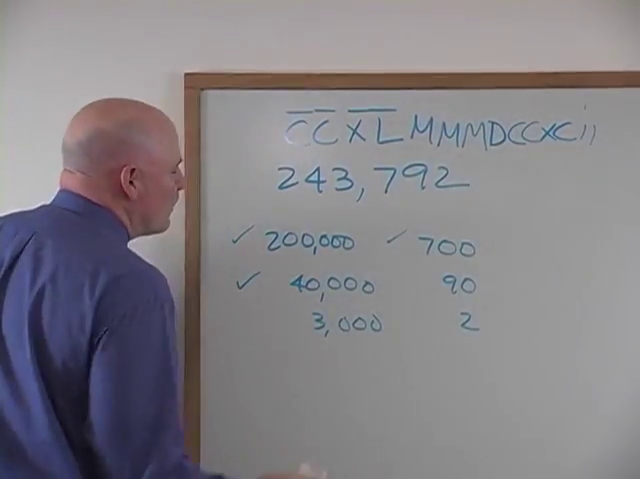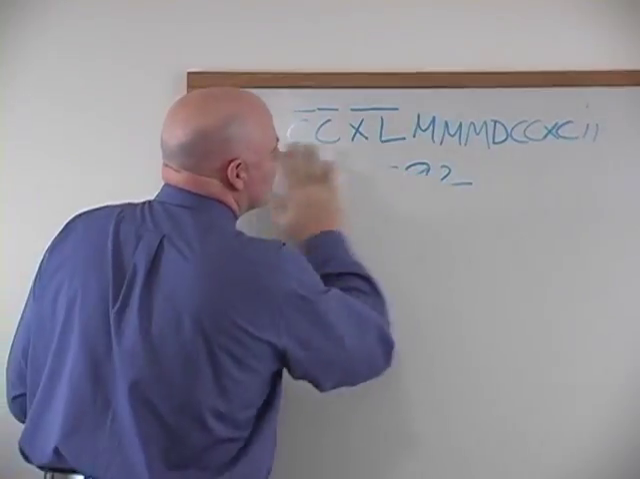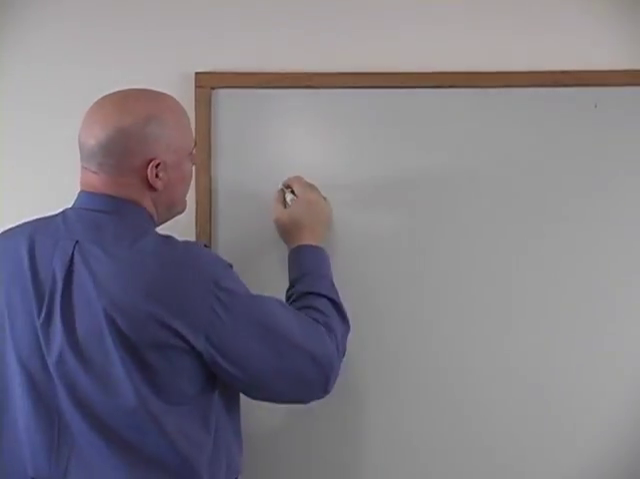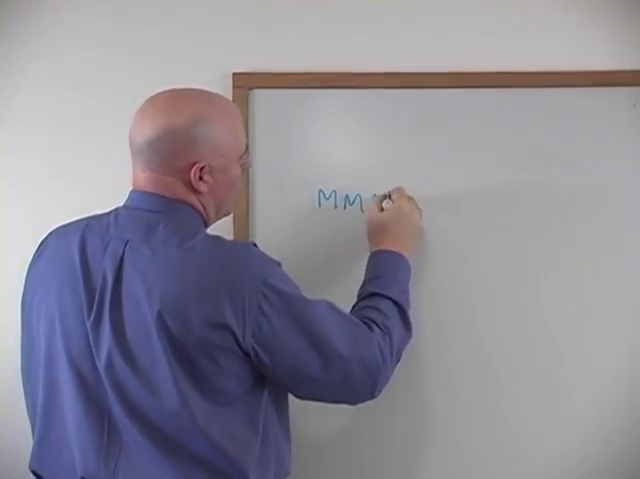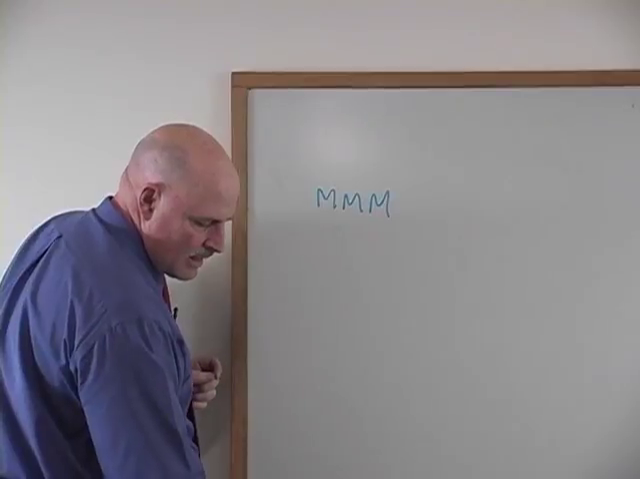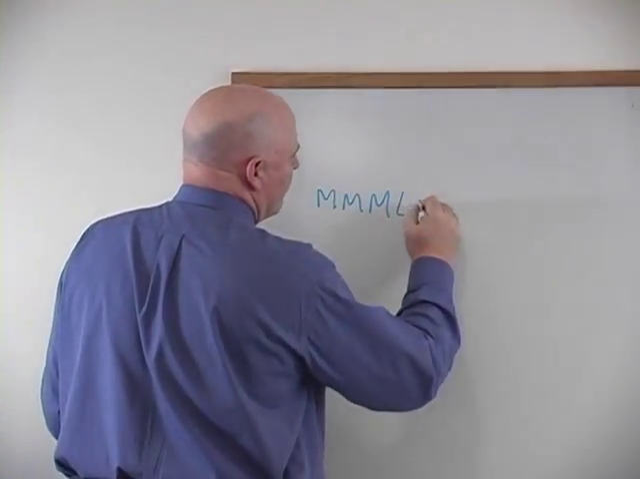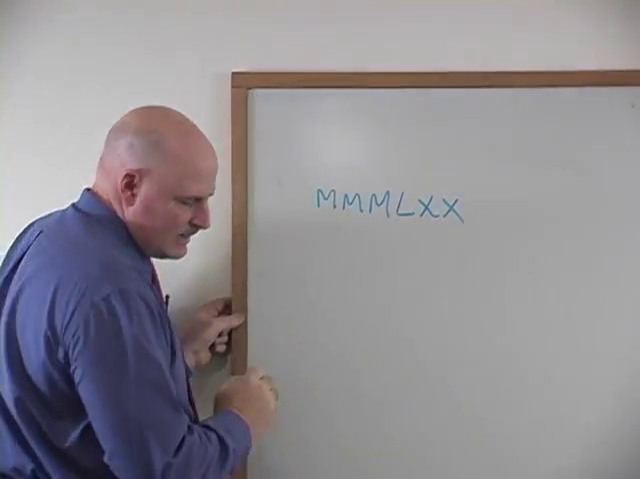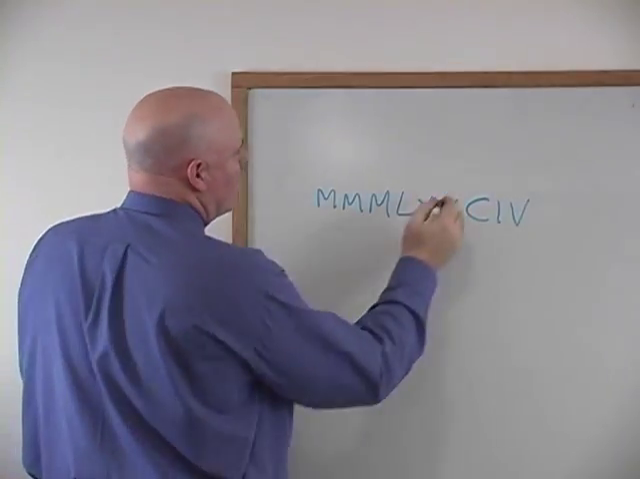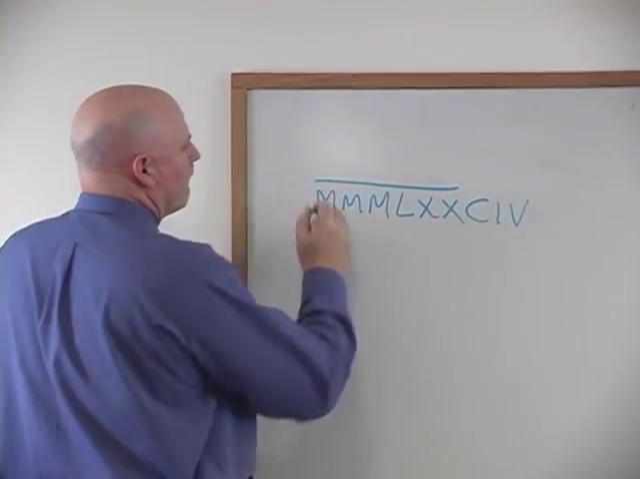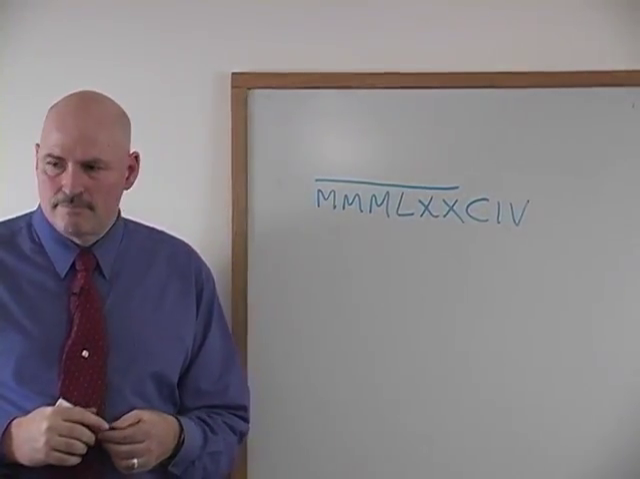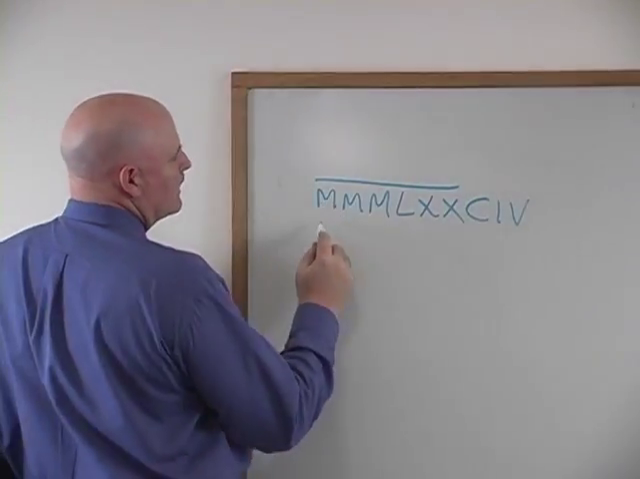Okay, now we're going to go backwards. I'm going to give you one in Roman numerals. And we're going to do M, M, M. Boy, I got to read this one. LXX, CIV. And we're going to have lines over everything from here to here. Okay, how do you want to do it first? Okay, let's take these guys right here.